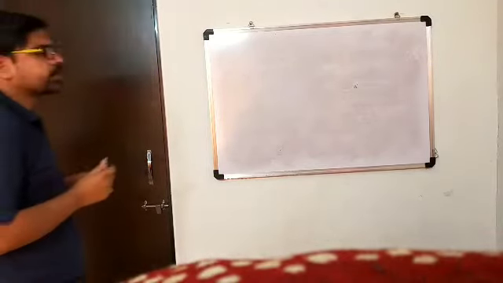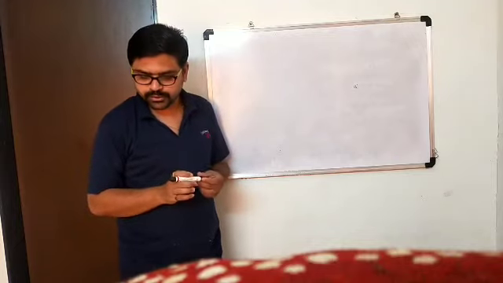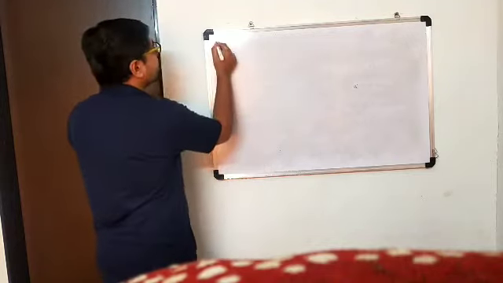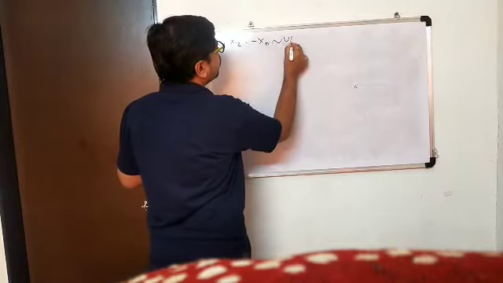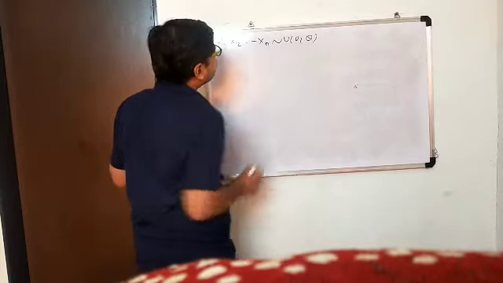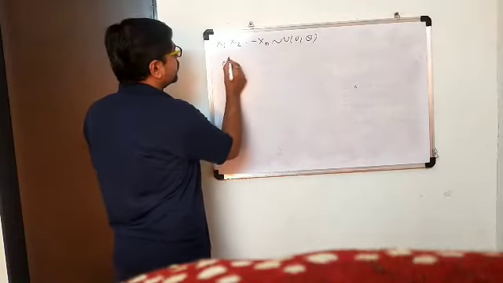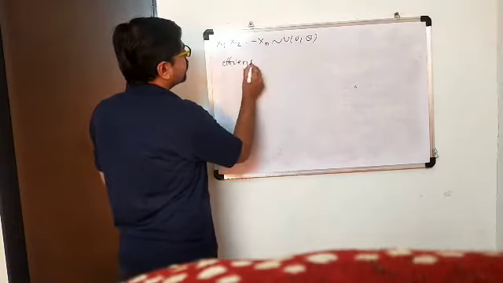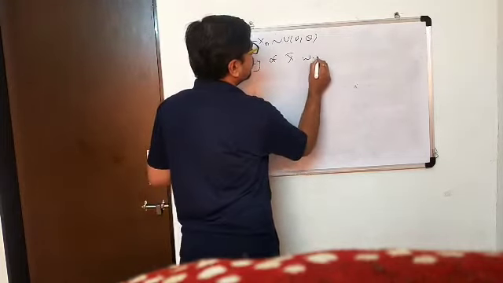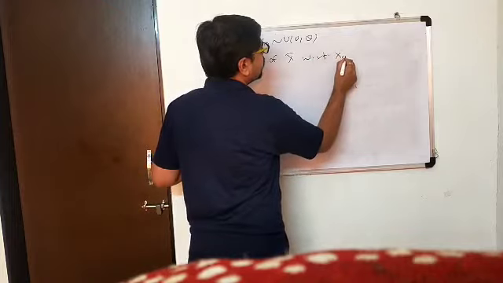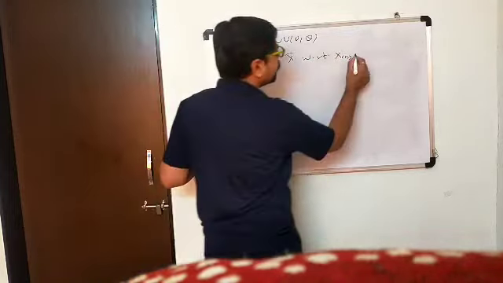Today we are going to see another example of efficient estimators. So now we have X1, X2, ..., Xn from uniform(0, theta), and we have to check the efficiency of X bar with respect to X ordered n into (n+1)/n.